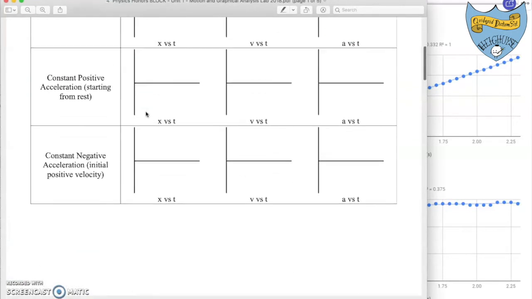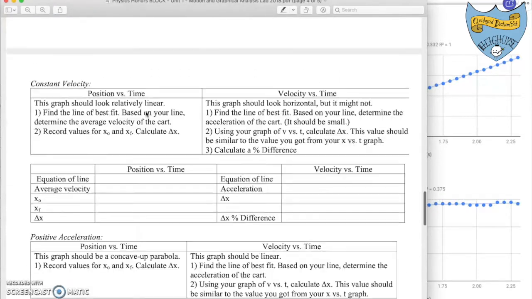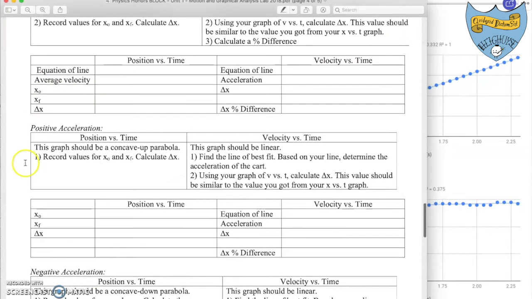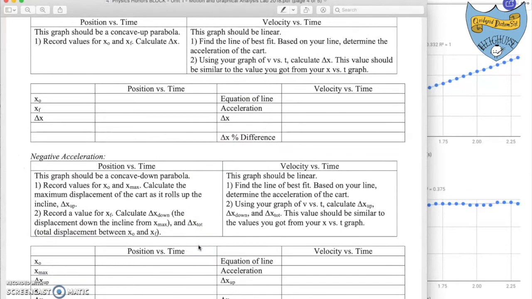This is the handout for the lab, which you may have looked at before because after all we did the lab in class. This page right here, page 4, is where you find the things that you're supposed to calculate. For example, it says constant velocity, gives you some hints here about how to calculate stuff, and then this is the table of things that you're supposed to calculate for each of the various runs. Positive acceleration has its own list, negative acceleration has its own list.